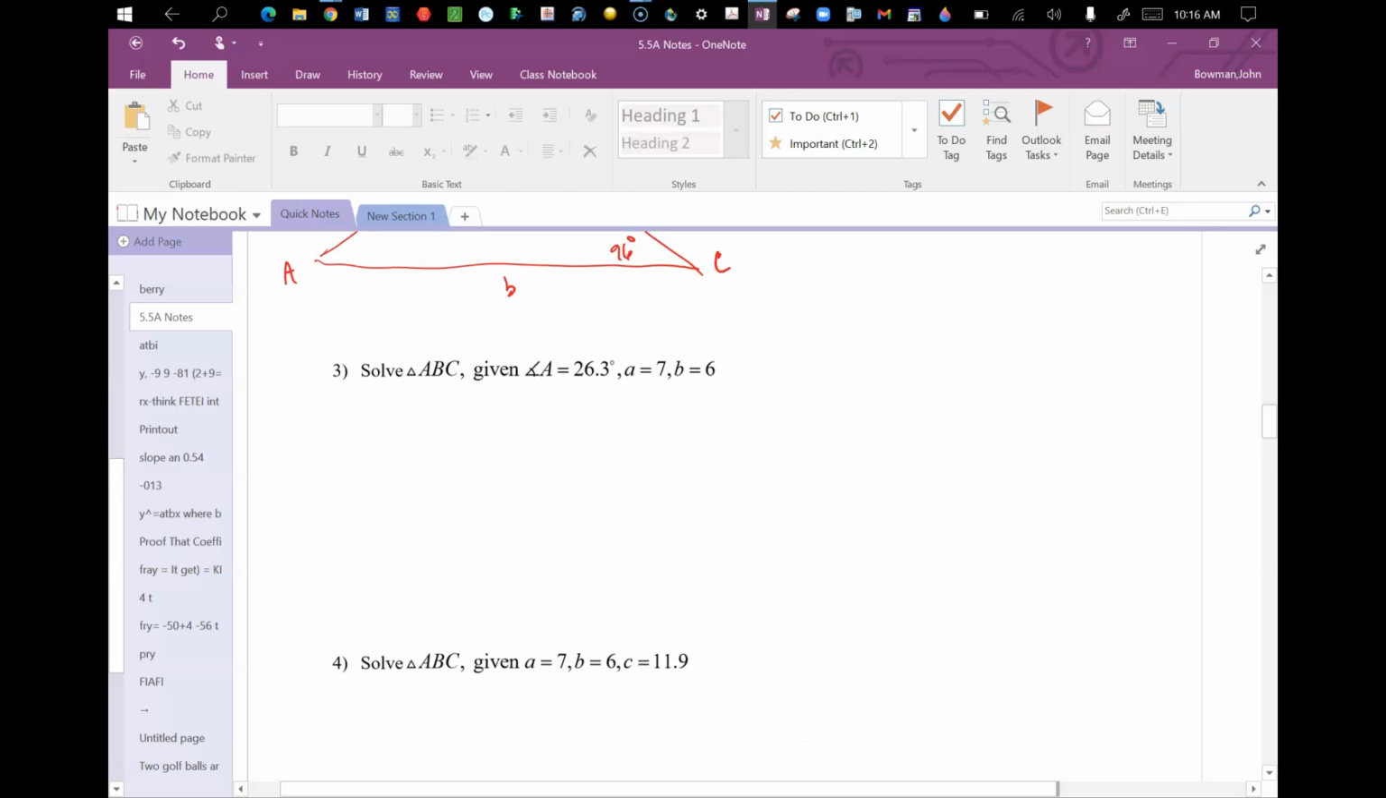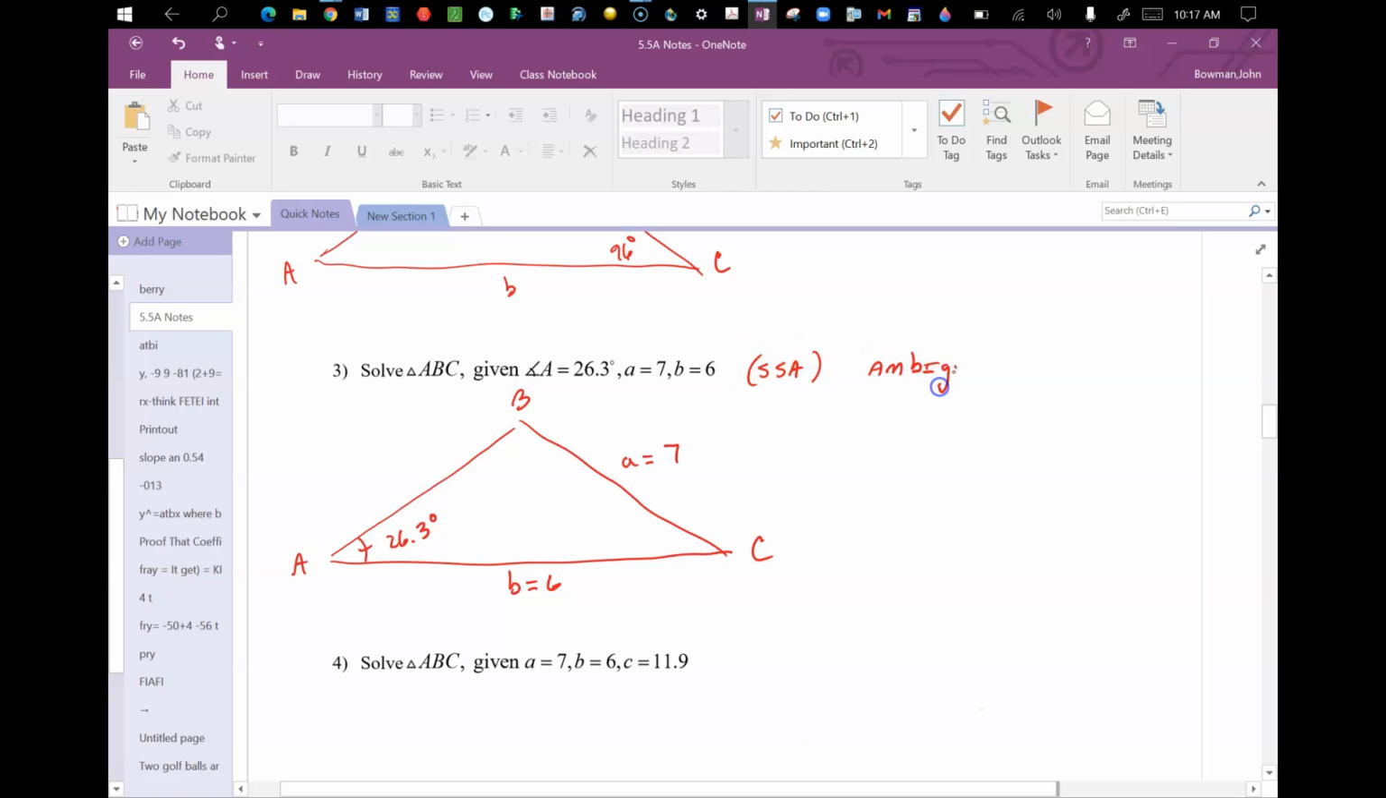In problem number 3, we are going to draw our triangle again, and we are going to label it. So A, B, C. Angle A is 26.3 degrees, side A is equal to 7, side B is equal to 6, and you'll notice here that we have two sides and the angle not between them. So this is the side-side angle situation. This is the ambiguous case.